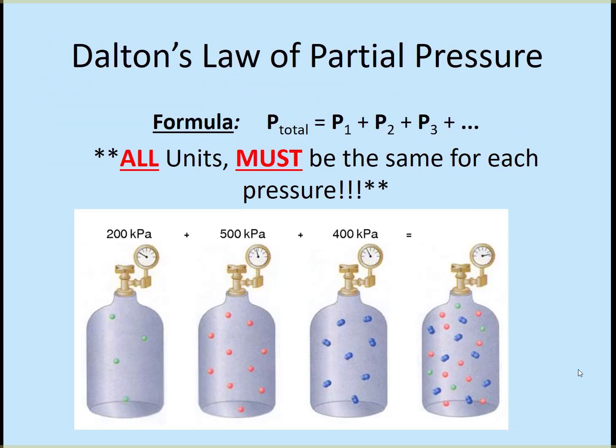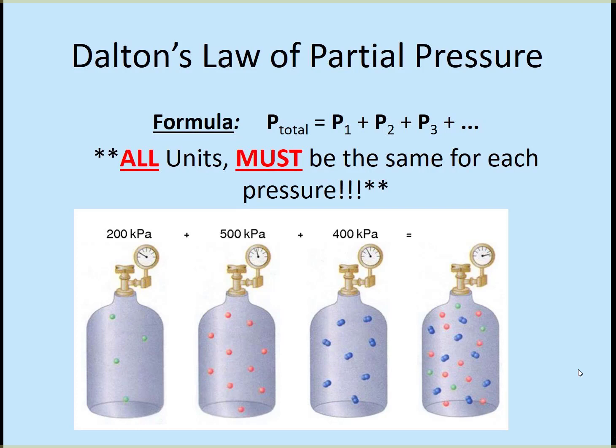Dalton's law of partial pressure is this formula that the total pressure is equal to each of the individual partial pressures added up. So all the units must be the same for each pressure. If you happen to have 4 different containers and you measure with 4 different pressure units, you would first have to convert them all to 1 unit, and then you can add them up.